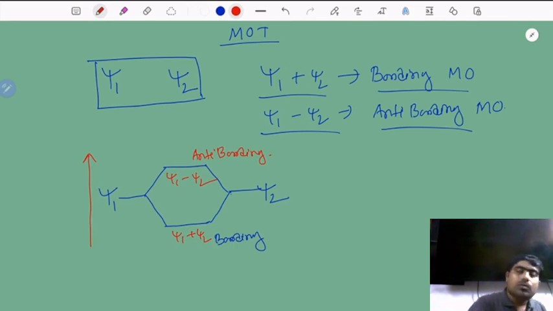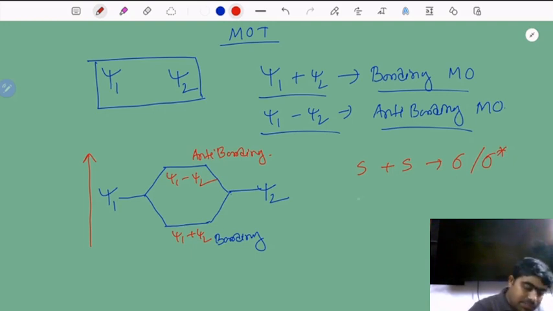So you know atomic orbitals. Suppose two atomic orbitals, s plus s. We know s plus s makes only a sigma bond. So these two atomic orbitals can make sigma as well as sigma star. What is sigma star? Sigma star means they can make anti-bonding also.